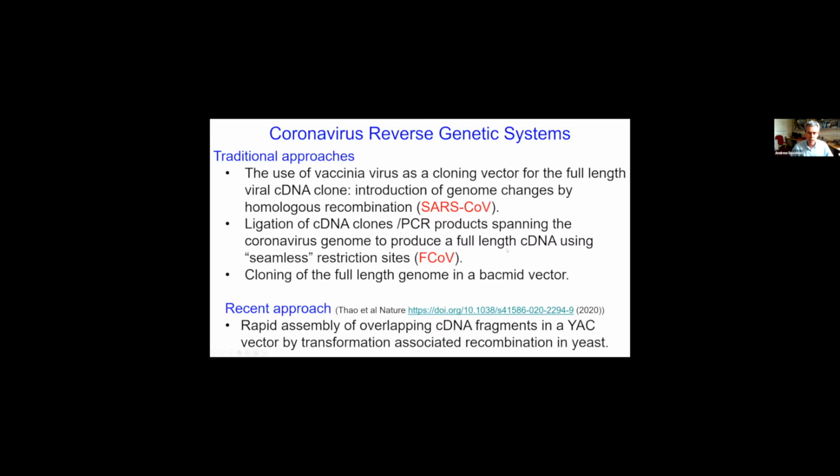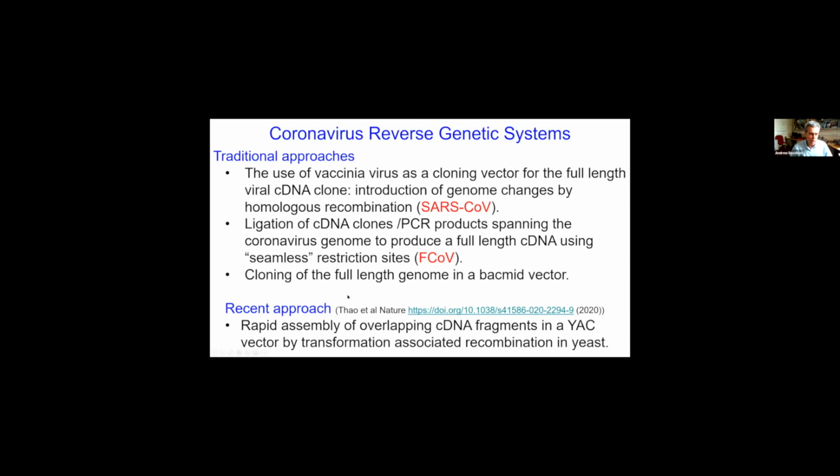There's the system produced by Ralph Baric in his laboratory, which was just ligation of cDNA clones independently spanning whole coronavirus genomes to produce full-length cDNAs. And this is one that we've used for feline coronavirus, which still is certainly not trivial by any means. And a method pioneered by Luis Enjuanes, which was cloning the full-length genome in a BAC vector, and sort of manipulating in bacteria, but still this has its problems with sort of instability as well.